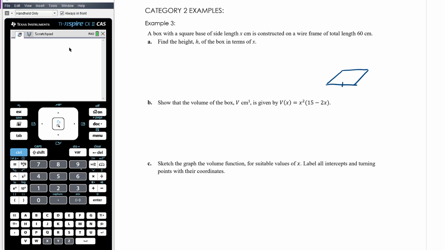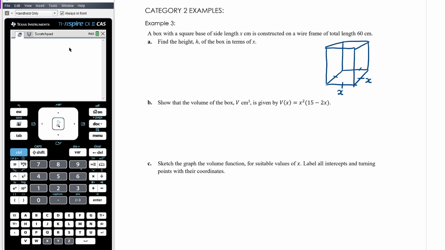It has a square base. Okay, so we've got this sort of thing happening. Obviously not the world's most accurate drawing, but you get the idea. So that's the wire frame, okay? Those 12 lines I've just drawn there to draw the box. That is how you would construct the box with a wire frame. Okay, so we know the square base has a side length of x, so this is x by x. And in part A, it says, find the height of the box in terms of x.